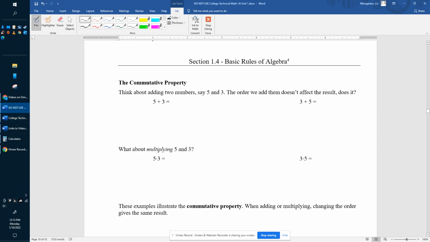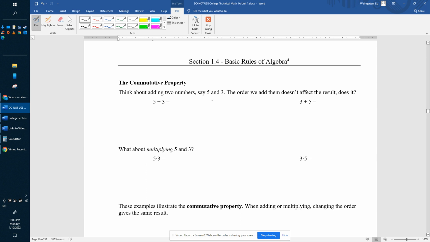In this video, we are going to start looking at the basic rules of algebra. The rules of algebra we're going to focus on are the commutative rule, or the commutative property, the associative property, and the distributive property. So let's take a look at these.